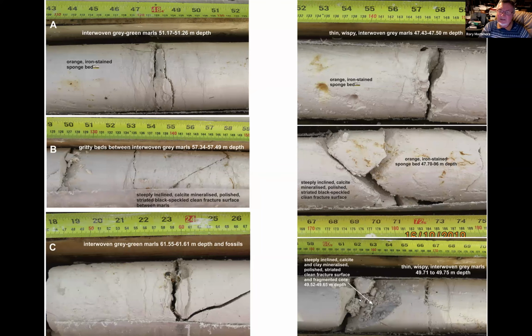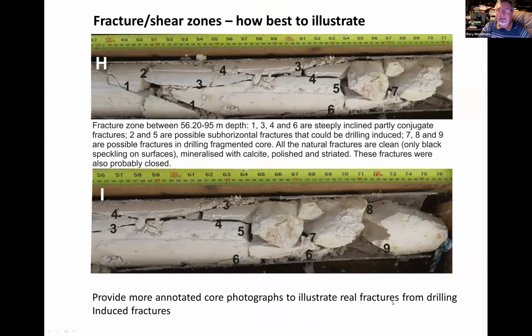And then we get chalks like this, which again, with lots of Marl seams in them, and inclined conjugate fractures, but they also have these lovely polished striated shears, which many of you would have seen. But the other thing they have is zones of fracturing. So you're getting intense fracturing, and then counting the number of fractures in a zone becomes quite critical.